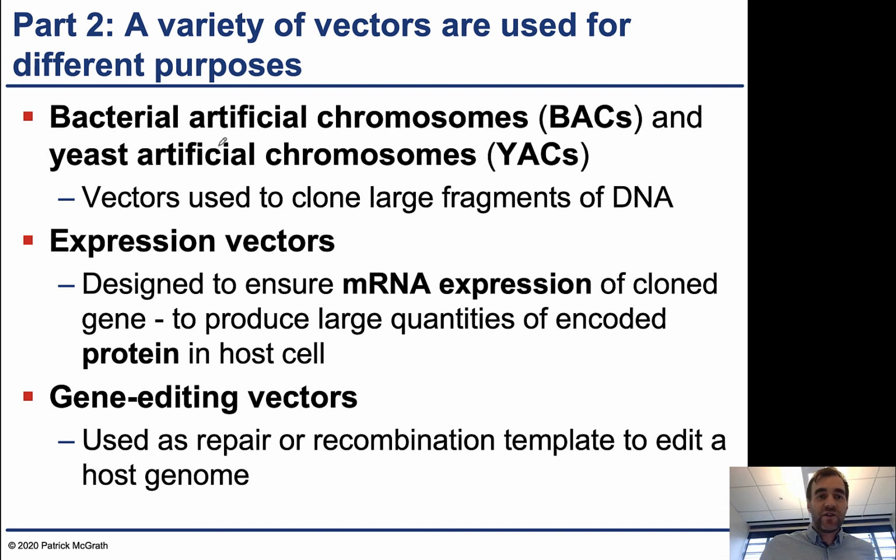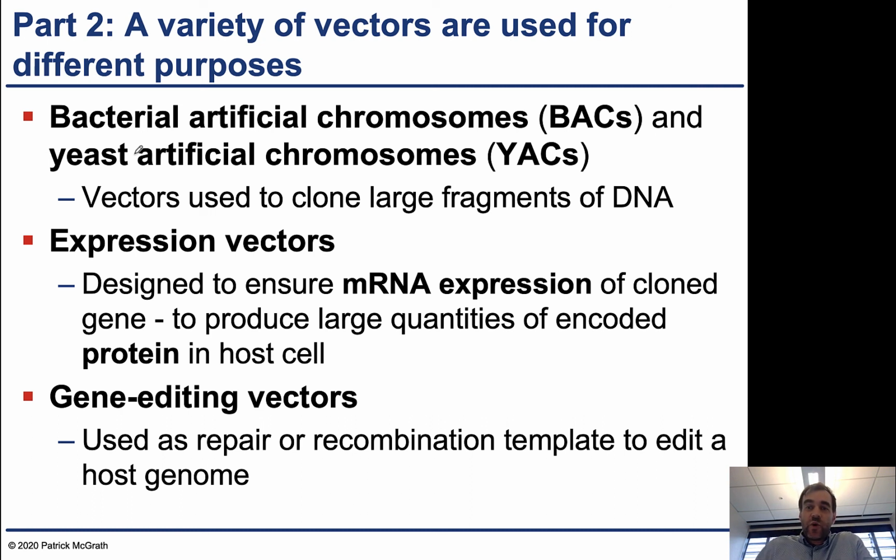So there are bacterial artificial chromosomes and yeast artificial chromosomes. The first one comes from bacteria, the second one comes from yeast. And these are vectors that can actually clone in a large fragment of DNA. So we're talking about like 50 kb to 100 kb pieces of DNA. So these are actually very useful for the sequencing of the human genome.